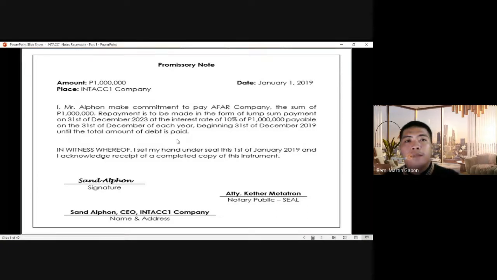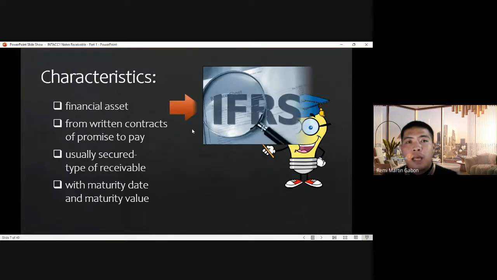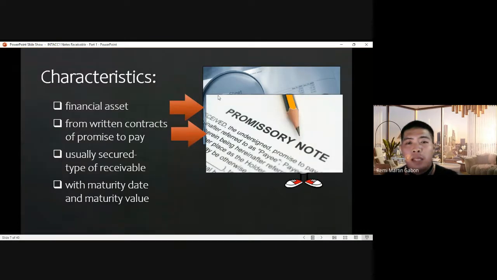So yan ha. Then for the characteristics of notes receivable, based again on PFRS 9, it is considered as a financial asset at amortized cost. It is from written contracts of promise to pay because of the presence again of the promissory note. Promissory note meaning you are promising. Kaya nga written contracts of promise to pay.